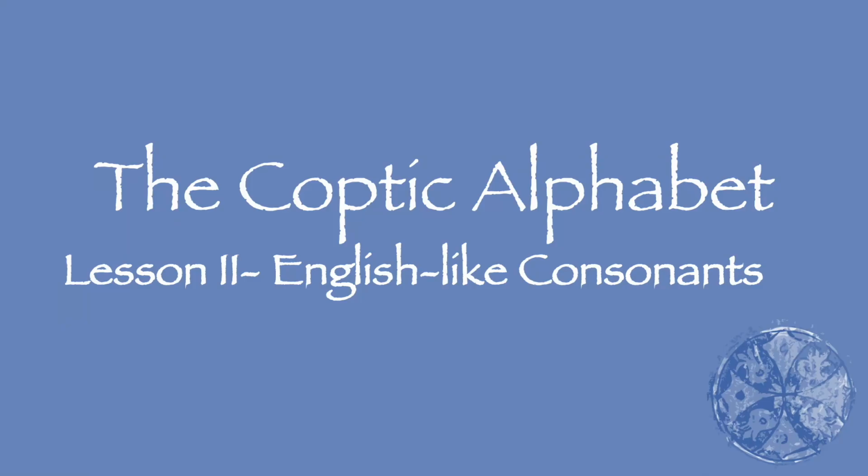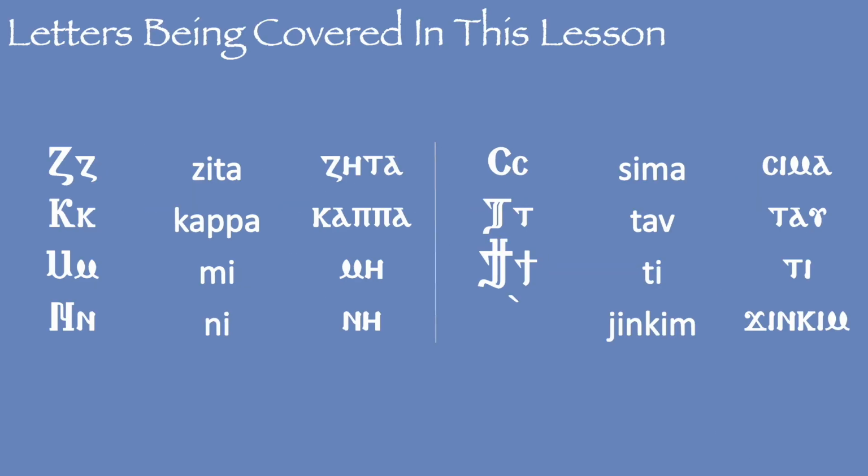Today we'll be covering lesson 2 of the Coptic alphabet, which is English-like consonants, so it should be a fairly easy lesson. Now, if this is your first time, I do recommend checking out my first lesson, which is on basic vowels. So these are the letters we're going to be covering in this lesson. So we have Zeta, Kappa, Mi, or some people say Me, Ni, or some people say Ne, Sima, Tav, T, and not a letter, but also Jinkim.